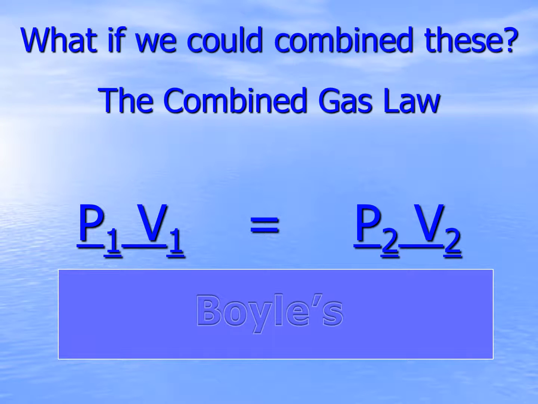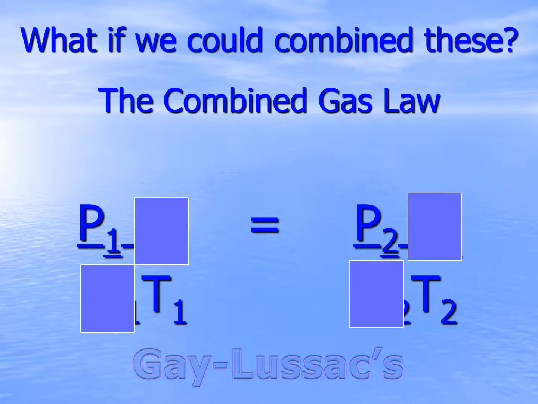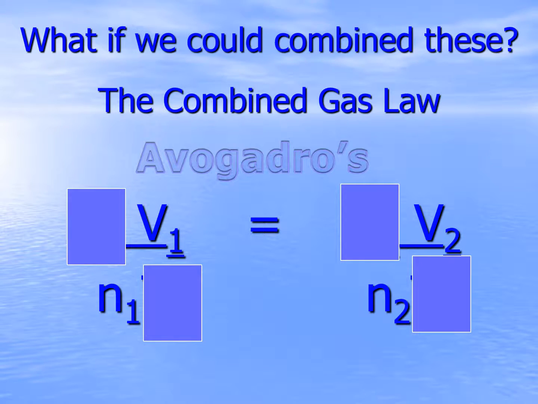So in other words, if moles and temperature are constant, the combined gas law simply simplifies into Boyle's law, P1V1 equals P2V2. Likewise, if you hold the pressure and the moles constant, V1 over T1 equals V2 over T2, and you have Charles's law. Holding volume and moles constant, P1 over T1 equals P2 over T2, you get Gay-Lussac's law. And then I think you see where this is going. If the pressure and temperature are constant, you have Avogadro's law, V1 over N1 equals V2 over N2.